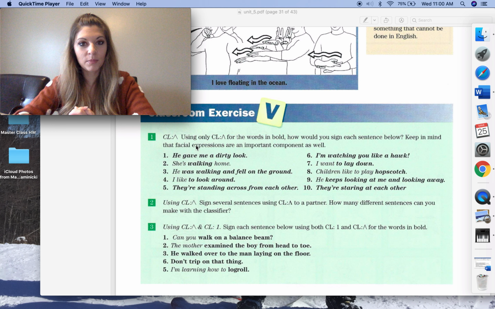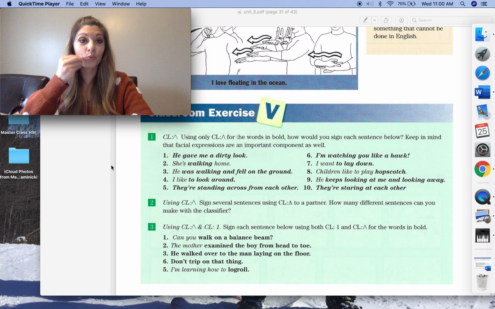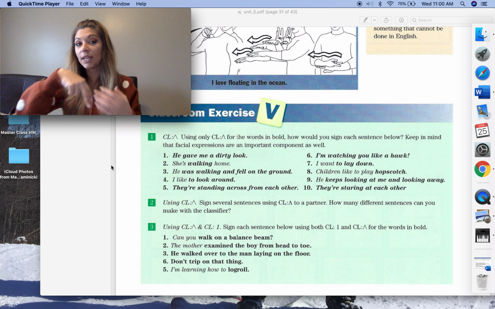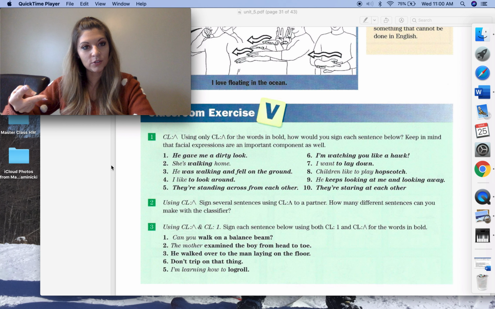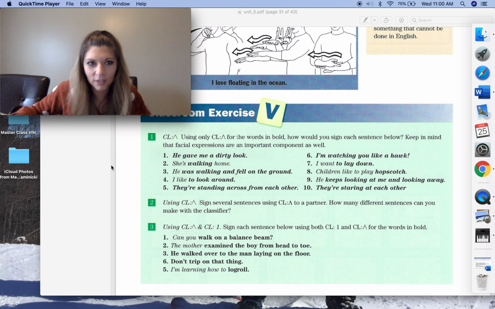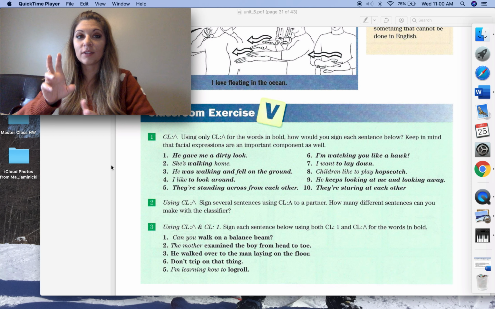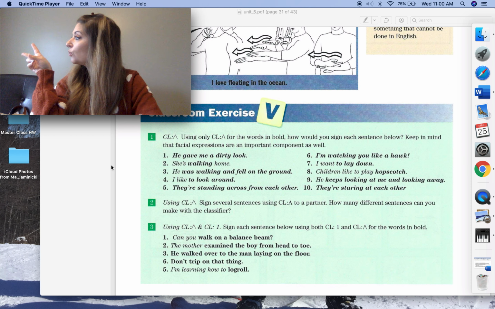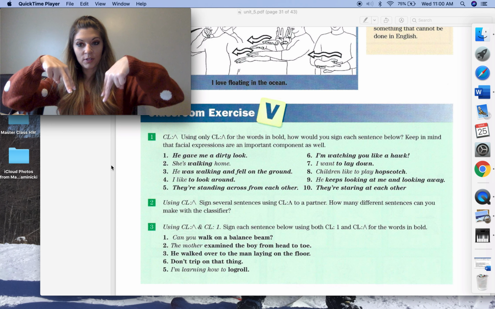Okay, so hopefully you practiced them. I'm going to go over them quickly, not in full sentence structure, but just so you get the idea of the classifier. So he gave me a dirty look. She's walking home, so typically I'd want to set up home or her house and that she walks to it. Again, I'm not walking, she's walking, so I'm showing her legs. He was walking and then fell onto the ground, or maybe he slipped on ice and fell this way and landed on his butt. You can always bring the floor up. You don't want to like move too much, that's exhausting. I like to look around, which is very true. I am constantly people watching, looking over my shoulder, restaurants, church, whatever. They're standing across from each other.